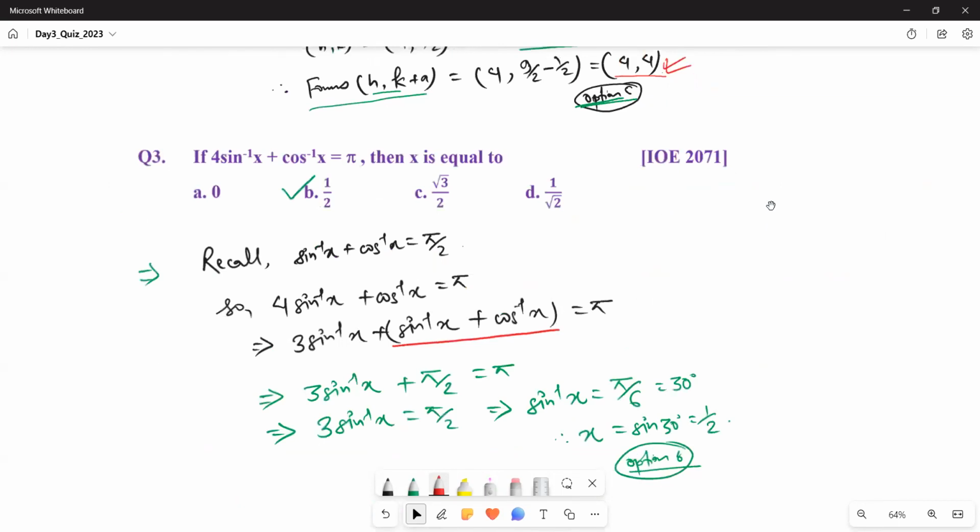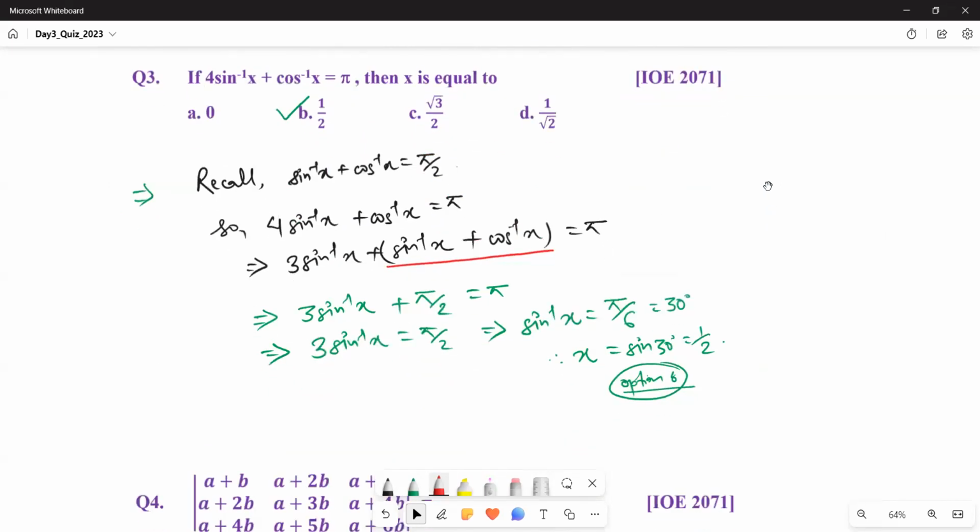Okay, so this is question number 3 for today. Just read it once. If 4 sin inverse x plus cos inverse x equal to pi, then x is equal to. So here you can play with the options also, right? But let me solve it, then we can play. For this, just recall that sine inverse x plus cos inverse x is what?